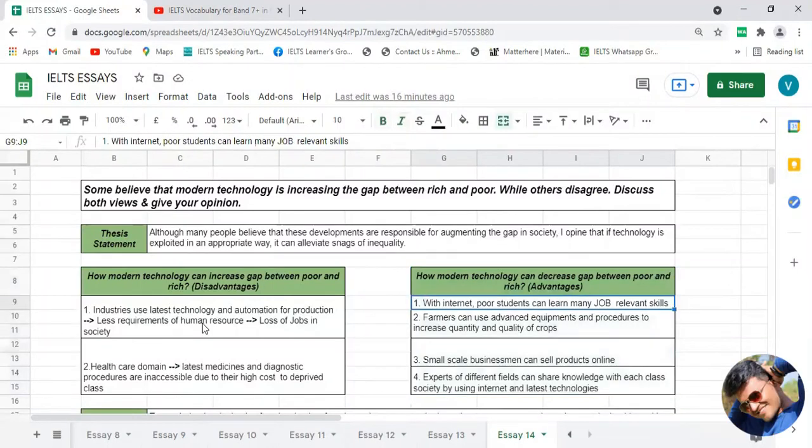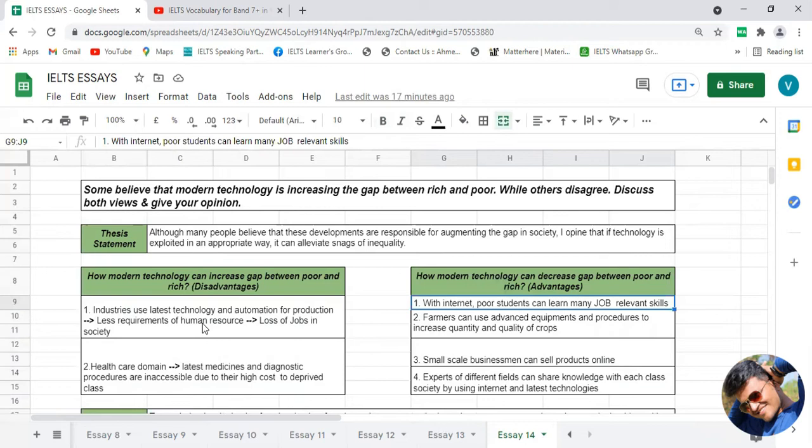So let's go with the first point. According to me, the internet can be considered a modern technology, right? Which was not the case a couple of decades ago, or I would say 15 to 20 years ago, that was not the case.